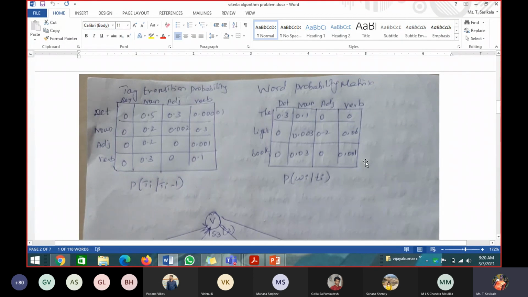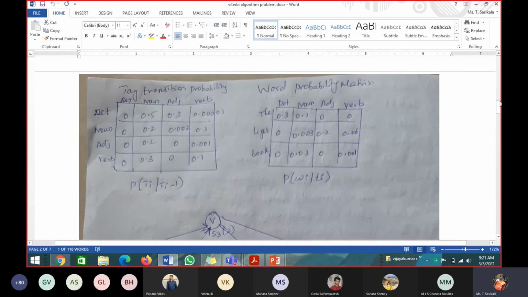Similarly, you fill Ti given Ti minus 1. For the tag transition probability, write the tag on one side and the other tag on the other side. Ti is on one side, Ti minus 1 is on the other side. Determiner given determiner: the numerator is on the y-axis and the denominator is on the x-axis. Ti given Ti minus 1, and fill this table.